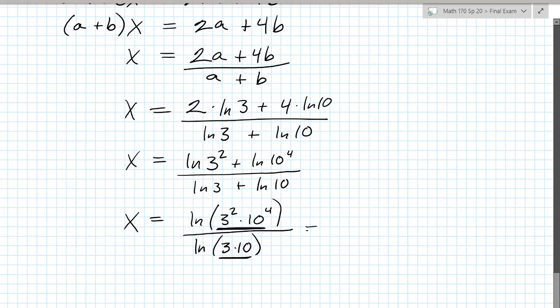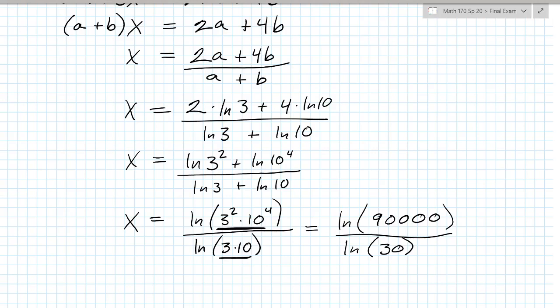I guess if you don't like those exponents, you can write 3 squared is 9, 10 to the fourth is 1 with some zeros here. So there you have 9 times 10 to the fourth over the ln of 30. If it says find a decimal representation of that, at this point we can type it into our calculator, but that is the end of that problem.